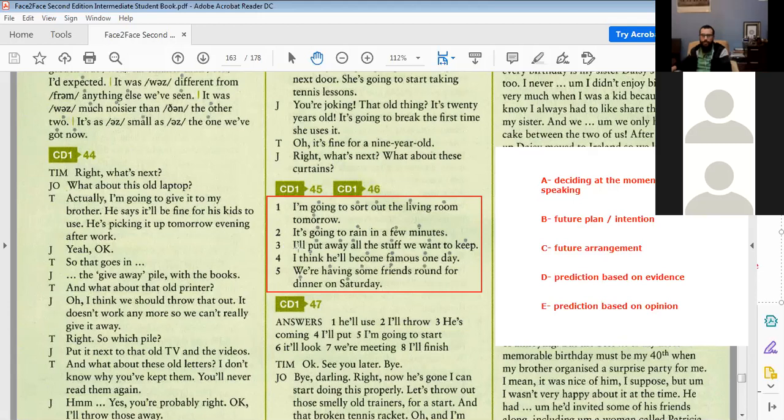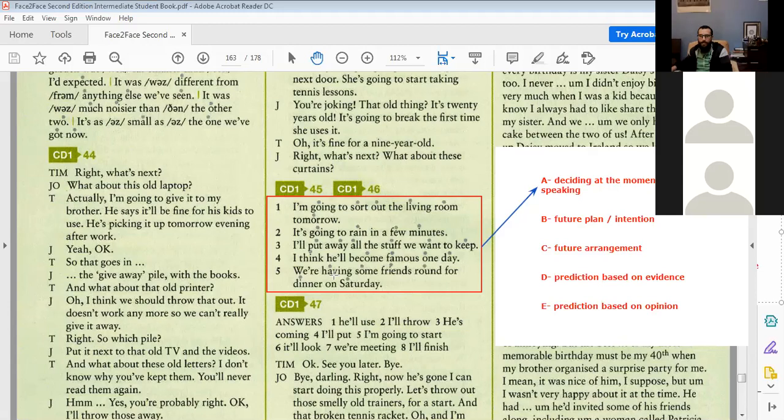What about number three? I'll put away all the stuff we want to keep. This is decide at the moment of speaking. Oh, yes, me too. So you agree on this one. Okay, so let's match this since you both agree. All right. Number four, I think he'll become famous one day. D. For me, D.